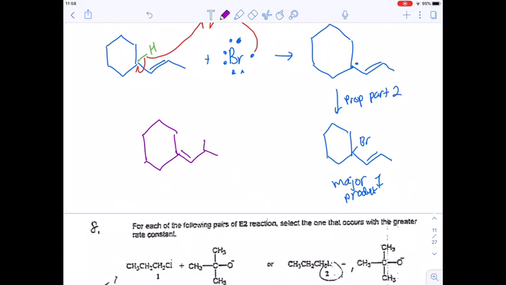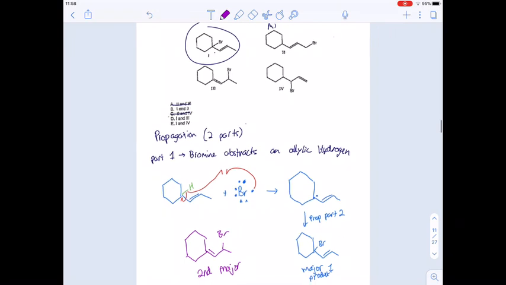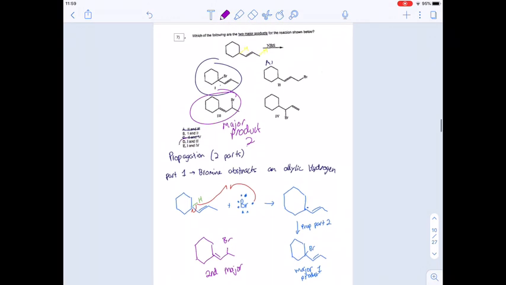So now looking back at our answers, we see that our second major product, let me redraw it a little bit better. Our second major product, redrawn because I was running out of space, is actually going to be number 3 over here. So this is major product 2. And the answer is going to be 1 and 3, and that's letter D.